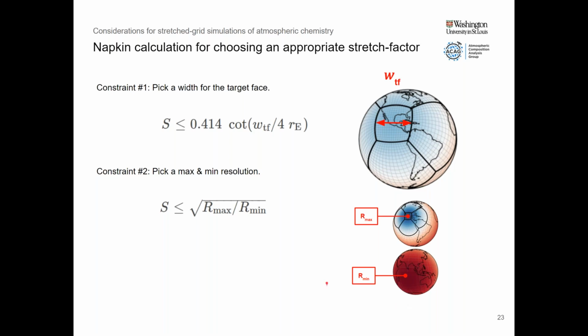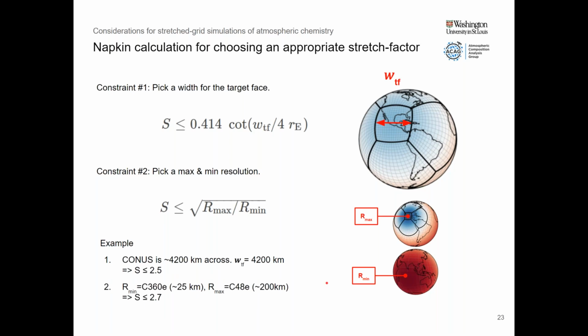As an example, say you're studying the contiguous US, which is about 4,200 kilometers across. You plug that W into our first constraint, and it'll tell you that you should use a stretch factor that's less than 2.5. For the second constraint, say you wanted a finest resolution of about 25 kilometers and a coarsest resolution of about 200 kilometers. You can plug that in and it tells you that your stretch factor should be less than about 2.7. You want to satisfy both of these, so you'd overall pick a stretch factor that's less than or equal to 2.5.